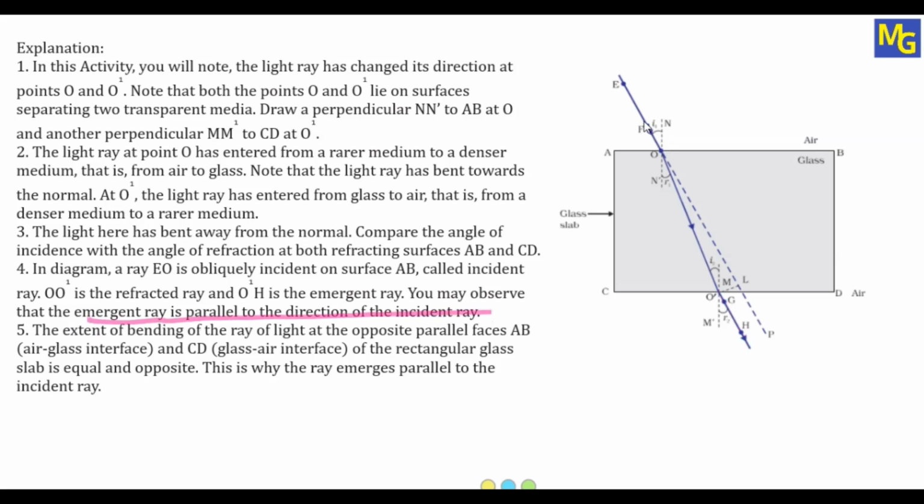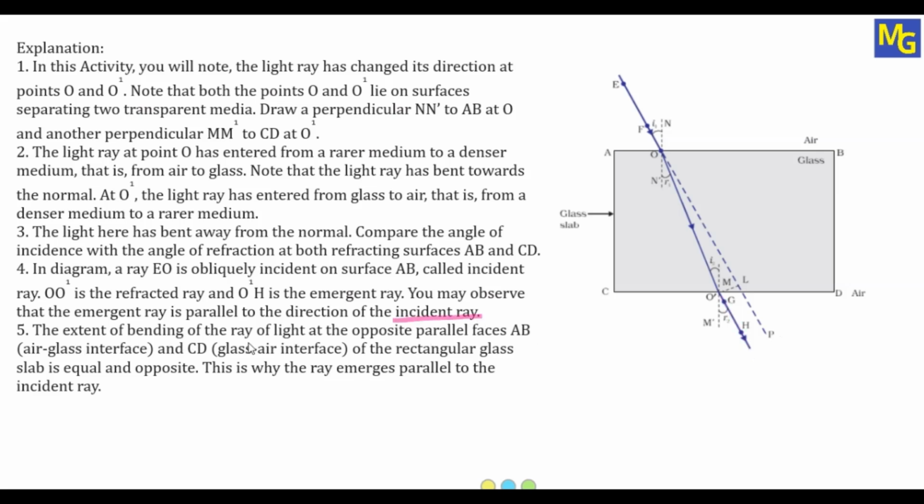So if you draw this perpendicular, here we have drawn this dotted line straight away. This is extended. So this is our incident light, and after emerging, this is our emergent light. If you see the emergent light and this incident light, both are parallel to each other. So it is parallel to the direction of the incident ray.